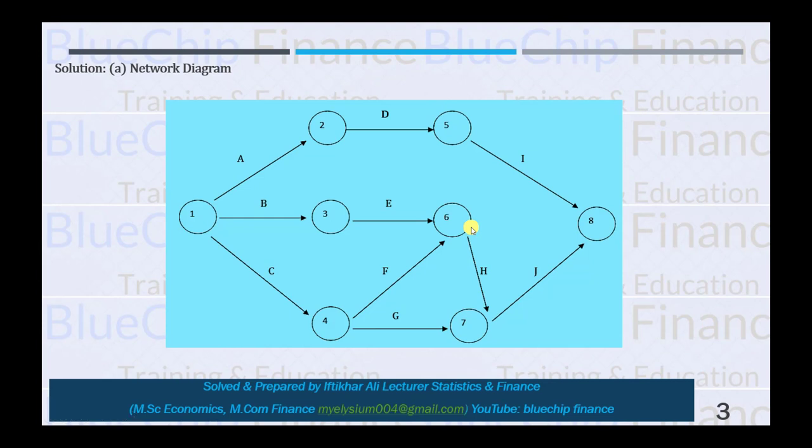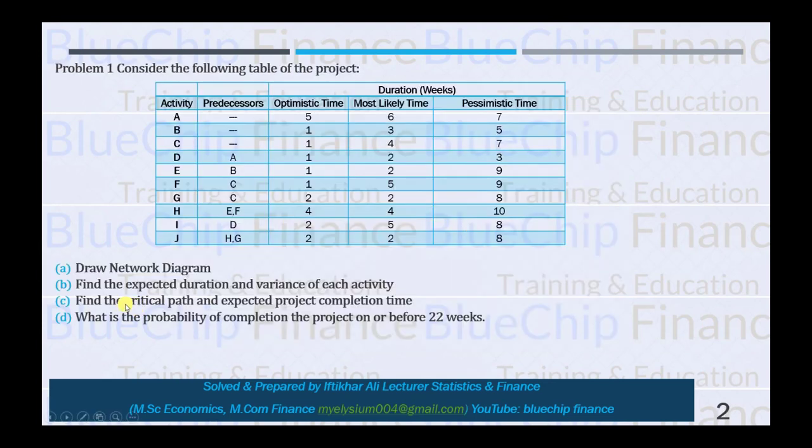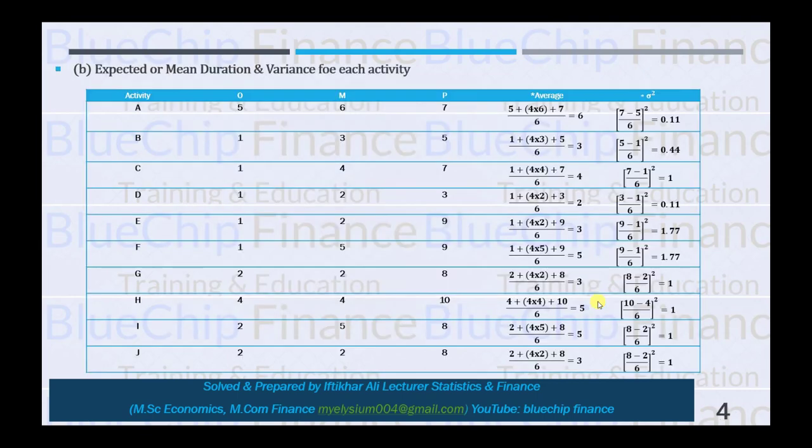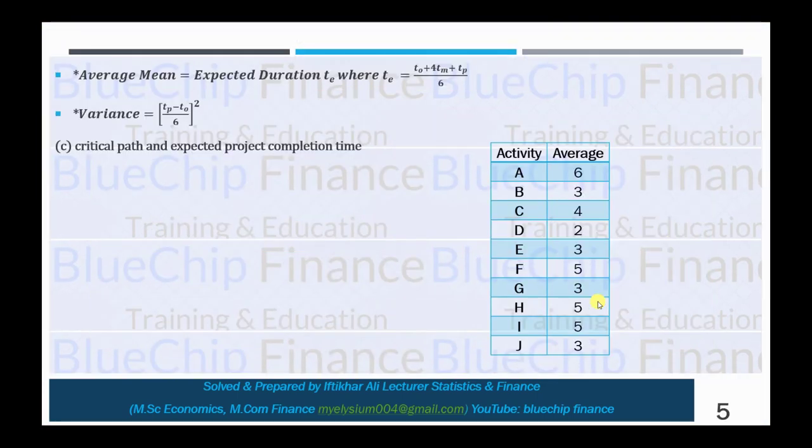So what is the third requirement? Find the critical path and expected project completion time. So here I break this diagram into 2-3 parts, but in fact you can make it at single one instance. So why I break this diagram? To better represent it visually.